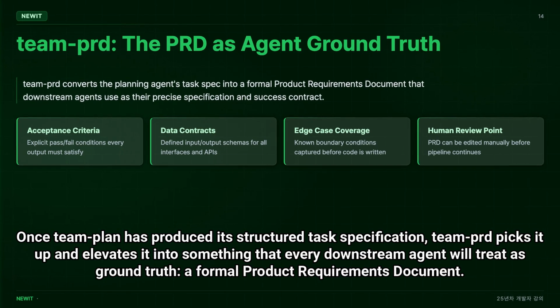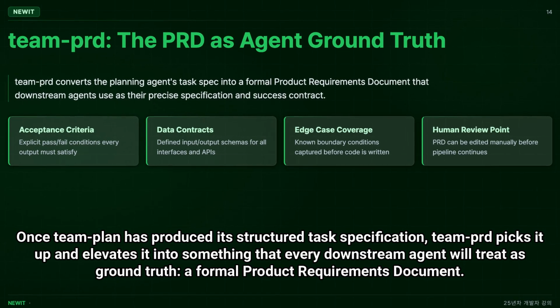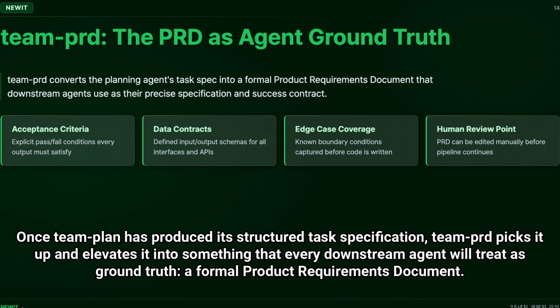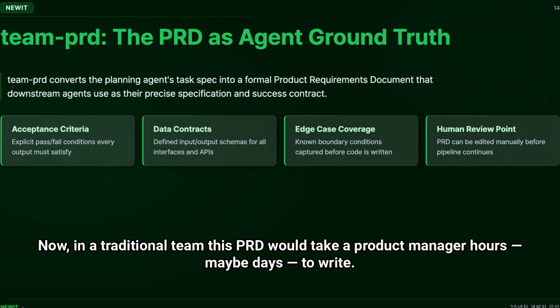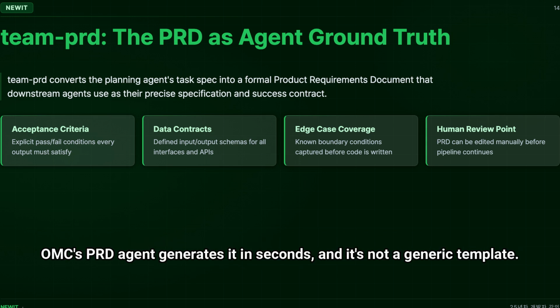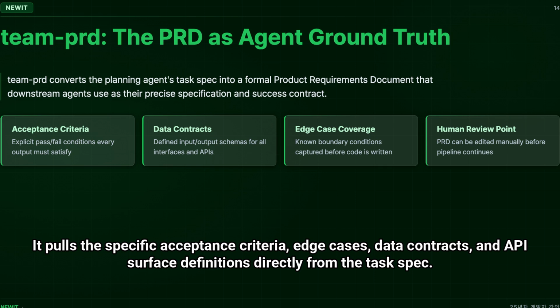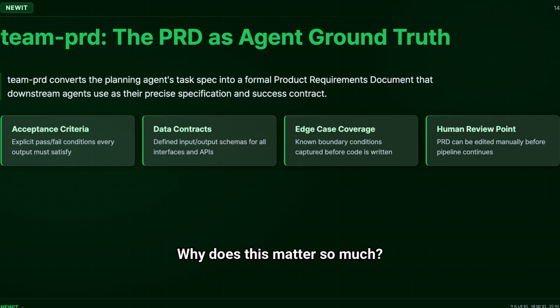Once team plan has produced its structured task specification, team PRD picks it up and elevates it into something that every downstream agent will treat as ground truth: a formal product requirements document. Now, in a traditional team, this PRD would take a product manager hours, maybe days, to write. OMC's PRD agent generates it in seconds, and it's not a generic template. It pulls the specific acceptance criteria, edge cases, data contracts, and API surface definitions directly from the task spec.